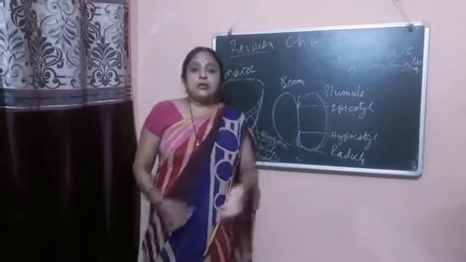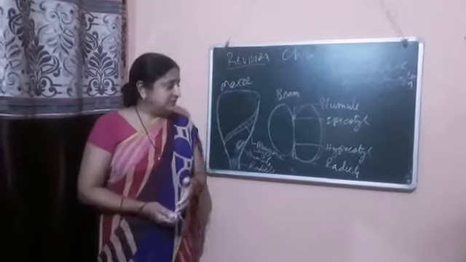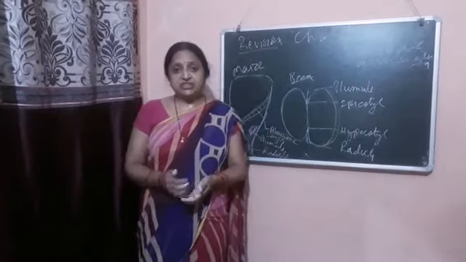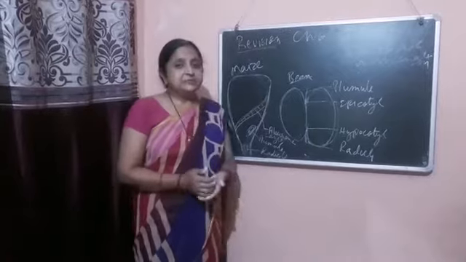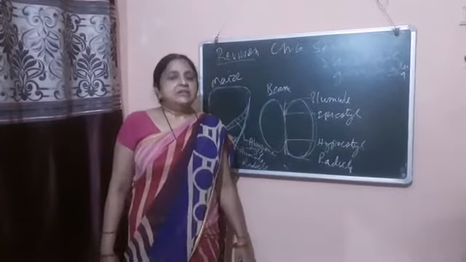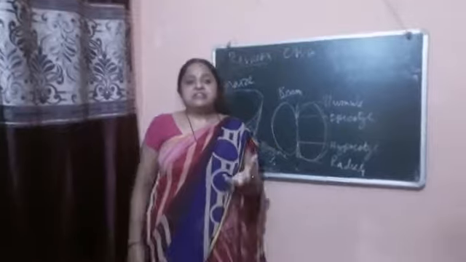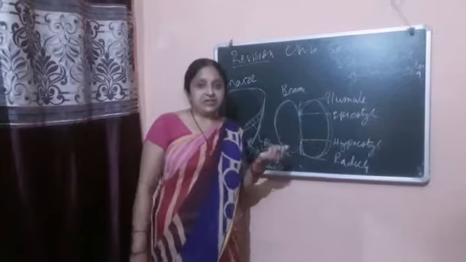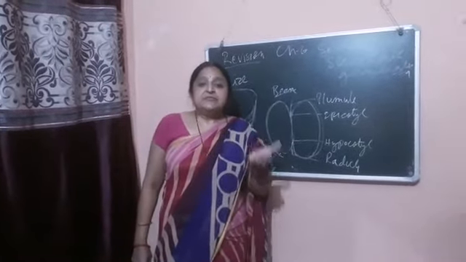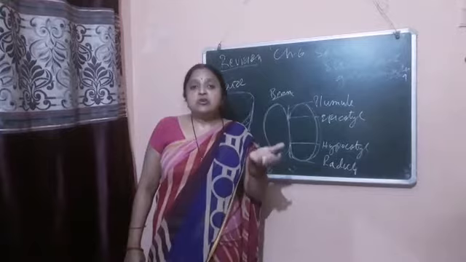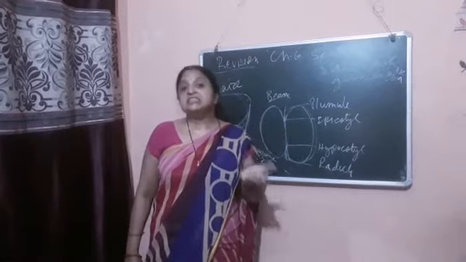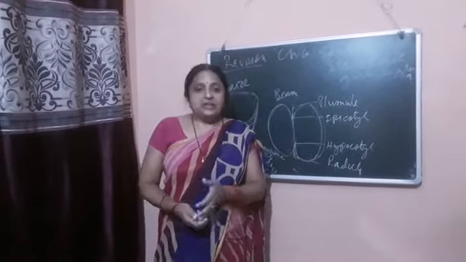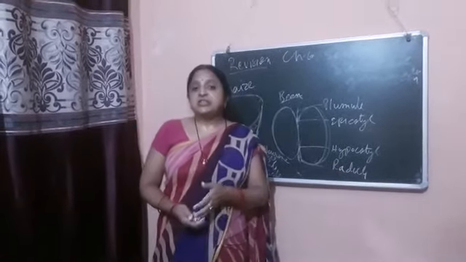And there are two types of germination in seeds: epigeal germination and hypogeal germination. In epigeal germination, the seed is lifted above the ground because of the elongation of the hypocotyl. This germination takes place in the bean seed, while in the maize seed, hypogeal germination takes place.